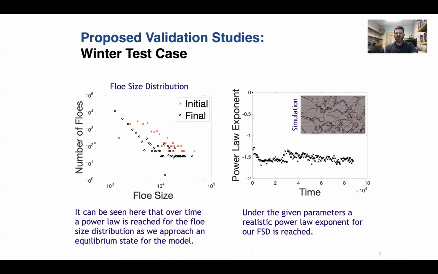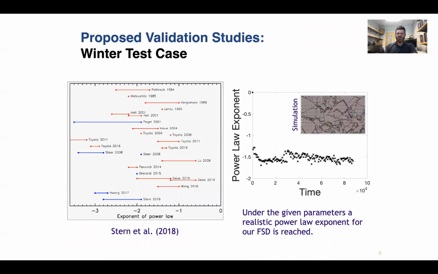We can also look at the floe size distribution. So plotted here on the left, we have the initial and the final states from the video. And we can see we start to reach this more evenly distributed floe size, and we can look at the power law exponent, and we can see that we steady off around this minus 1.5 value for the power law exponent. And this is in complete agreement with the Stern et al. paper, who have collected a number of floe size distributions from various observational studies.